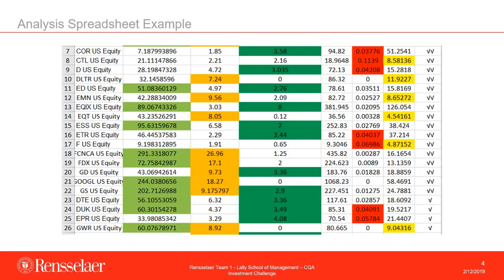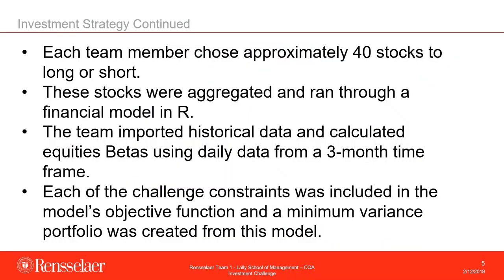So here I have just a screen capture of the spreadsheet that we use for picking stocks, and each ratio was listed and ranked accordingly. From here, each team member chose approximately 40 stocks to go long or short in, with at least 20 long and 20 short to use in our model. Then our model used historical data to create a minimum variance portfolio. We used daily data over a 3-month period to calculate beta for use in the model.